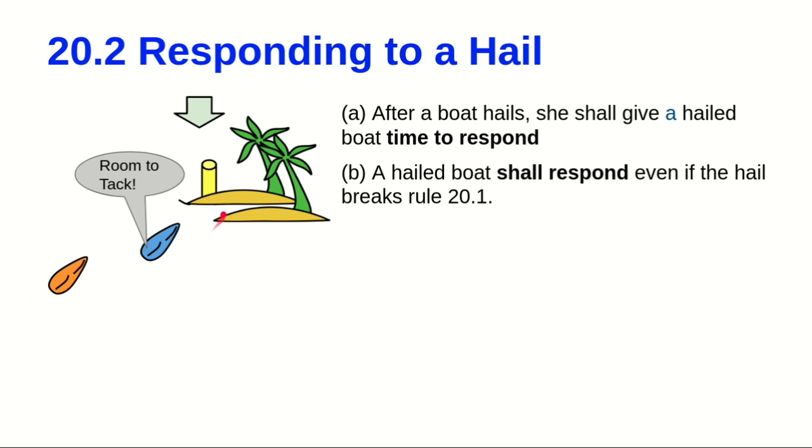What about in this situation where we've seen that the island is a mark and blue is not entitled to hail for room to tack when the obstruction is a mark? A hailed boat shall respond even if the hail breaks Rule 20.1. So this requires a response of 20.2 even if blue wasn't allowed to hail. And that response has to be a little bit more than protest. It may well include protesting that blue has broken 20.1, but orange still must meet her obligations under 20.2 because the rule says that she has to.